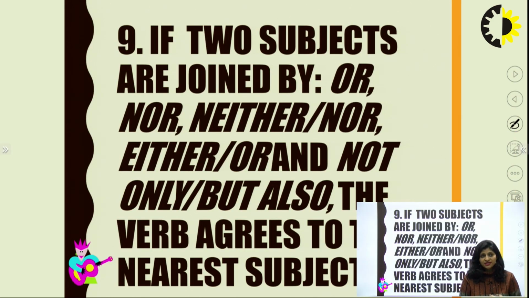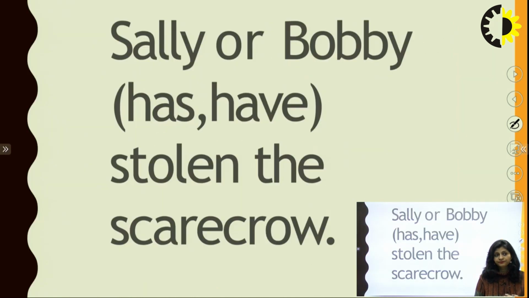If two subjects, so now you have come to the rules. I think that you have derived the rule after reading lots of sentences. That is rule 9. If two subjects are joined by or, nor, neither nor, either or, and not only but also, the verb agrees with the nearest subject.